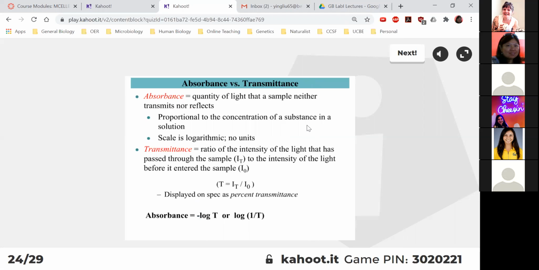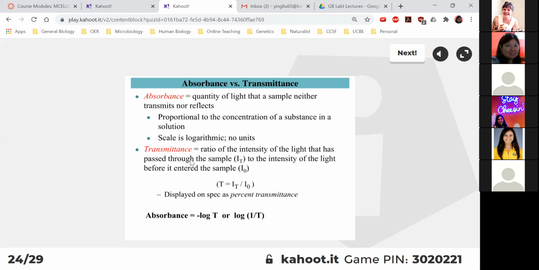So absorption is usually represented by A. Remember, this is the light that's being absorbed by the sample, and it is proportional to the concentration. So if you have a chlorophyll A solution in your cuvette, if it's a very low concentration, it's not going to absorb a lot of light. But if you have a lot more chlorophyll A, it's going to absorb more.